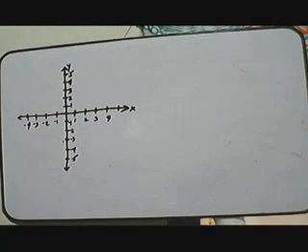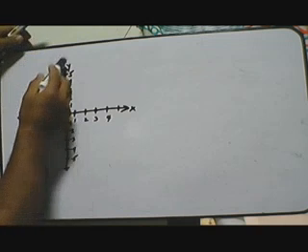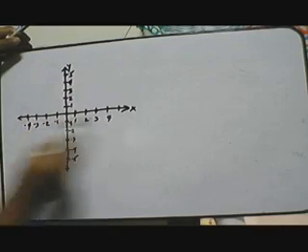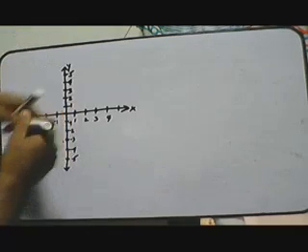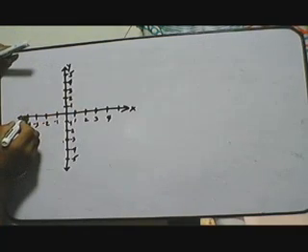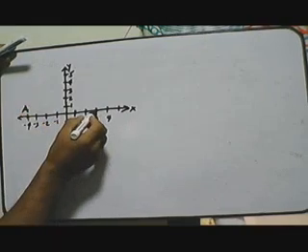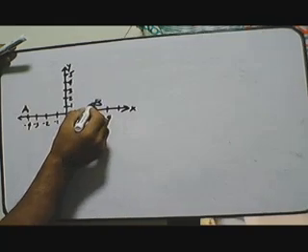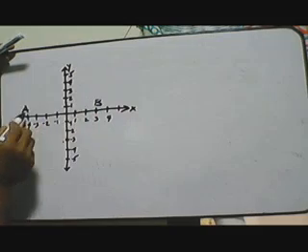Paano natin malalaman ang distance between two points? Gaano kalayo ang dalawang points sa isa't isa? Let's say for example, on this Cartesian plane, we have our x-axis and the y-axis. Meron tayong point sa part na ito. This is point A and this is point B here. Gaano kalayo ang A sa B o gaano kalayo ang B sa A?